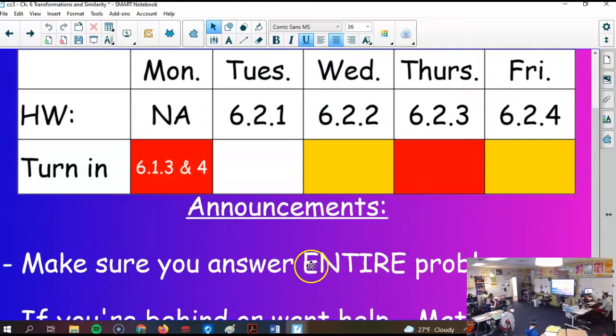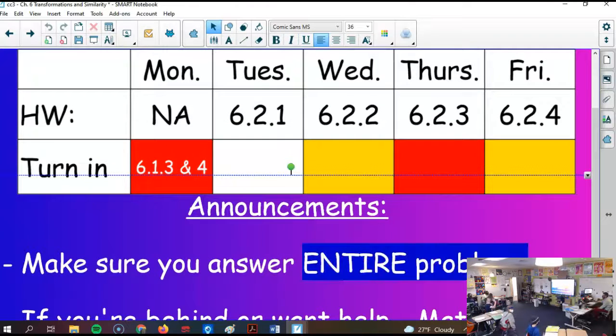Make sure that you solve entire problems. This is still a reminder because as we do multiple reflections or rotations or translations, there are multiple steps to problems. Some of you are using highlighters to color code and say this was this part, that was that part, and that's a brilliant strategy. Go ahead.